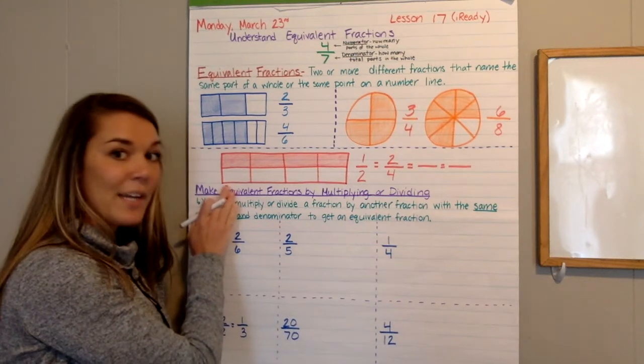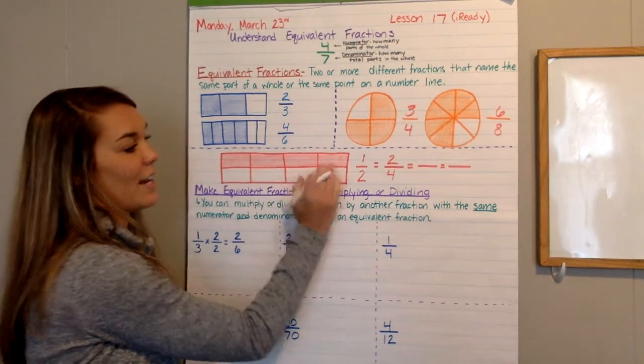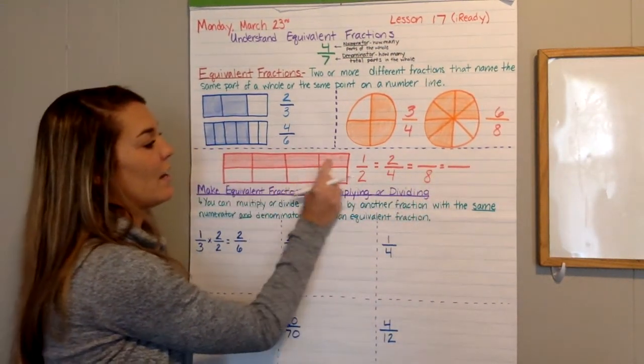So now how many do I have total? 1, 2, 3, 4, 5, 6, 7, 8. 8 total. How many are shaded? 4.